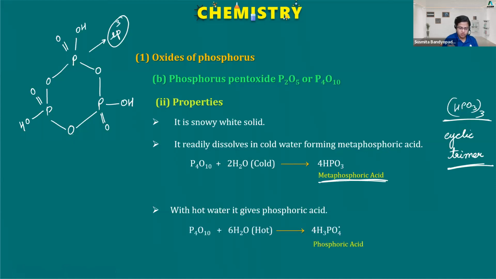Phosphoric acid is pretty simple to draw. Again, sp3 hybridized. Everyone, the thing should get registered here in the class itself. With hot water, P4O10 gives phosphoric acid. If it's cold water, P4O10 gives metaphosphoric acid, HPO3. Metaphosphoric acid, H3PO4, normal phosphoric acid. Let's continue.